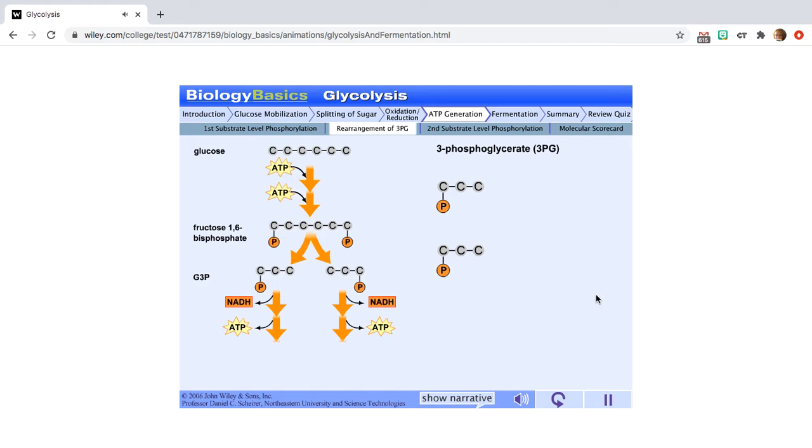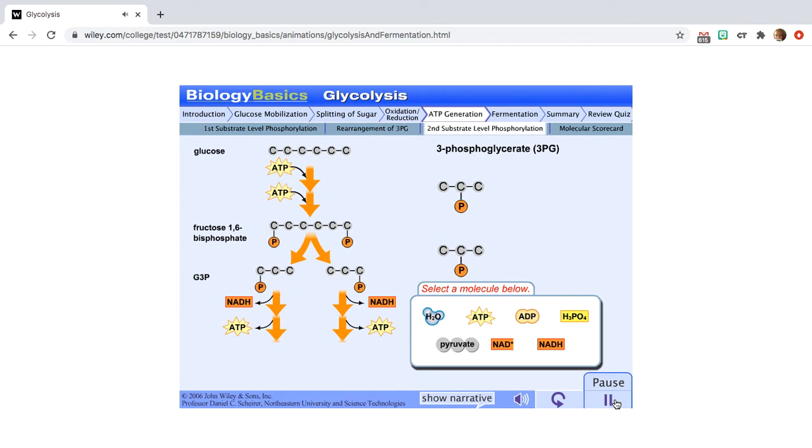the middle carbon atom. Drag the phosphate group to the middle carbon atom. A molecule of water is released as well during this reaction. In the last energy-yielding reaction of glycolysis, the final phosphate group is removed and a molecule of pyruvate is formed.